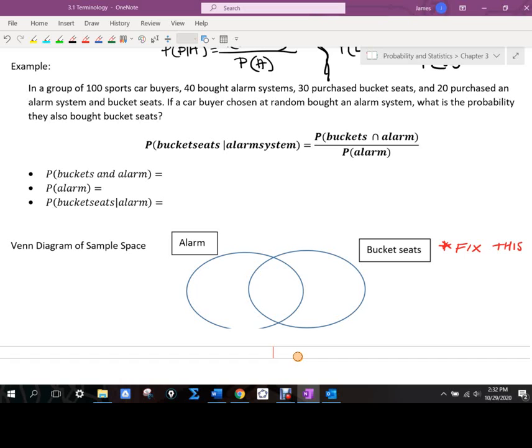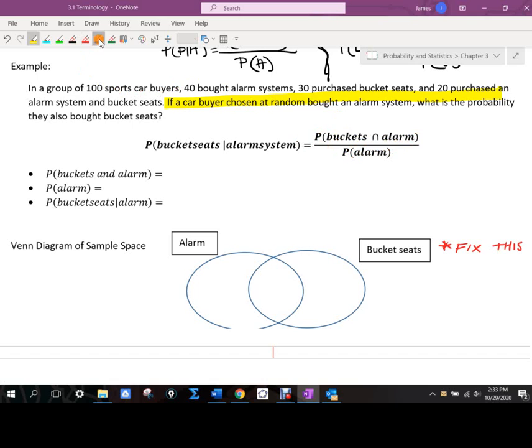All right. So it says, if a buyer chosen at random bought an alarm system, what is the probability that they also bought bucket seats? So what do you know that they already bought? If you read this phrase, you know they bought an alarm system. So there's the condition. Does that make sense? So the question is, what's the probability that they bought bucket seats given they have an alarm system? Using this information, our formula is the probability of bucket seats and an alarm, divided by the probability that they had an alarm.